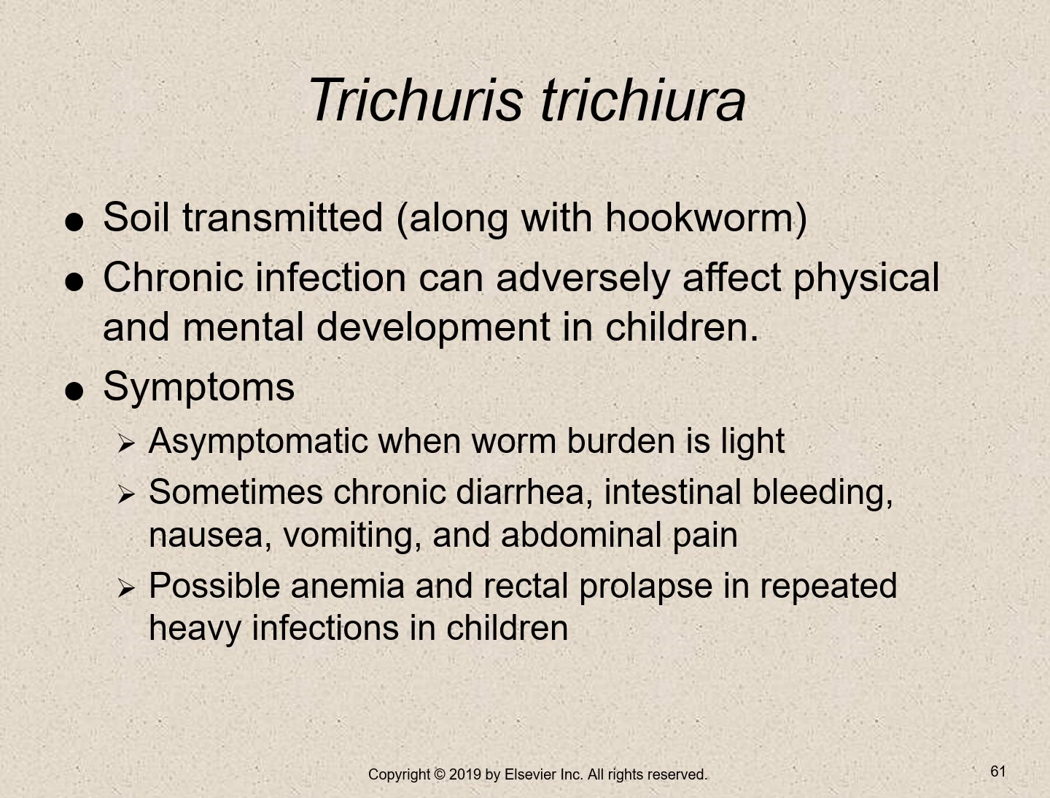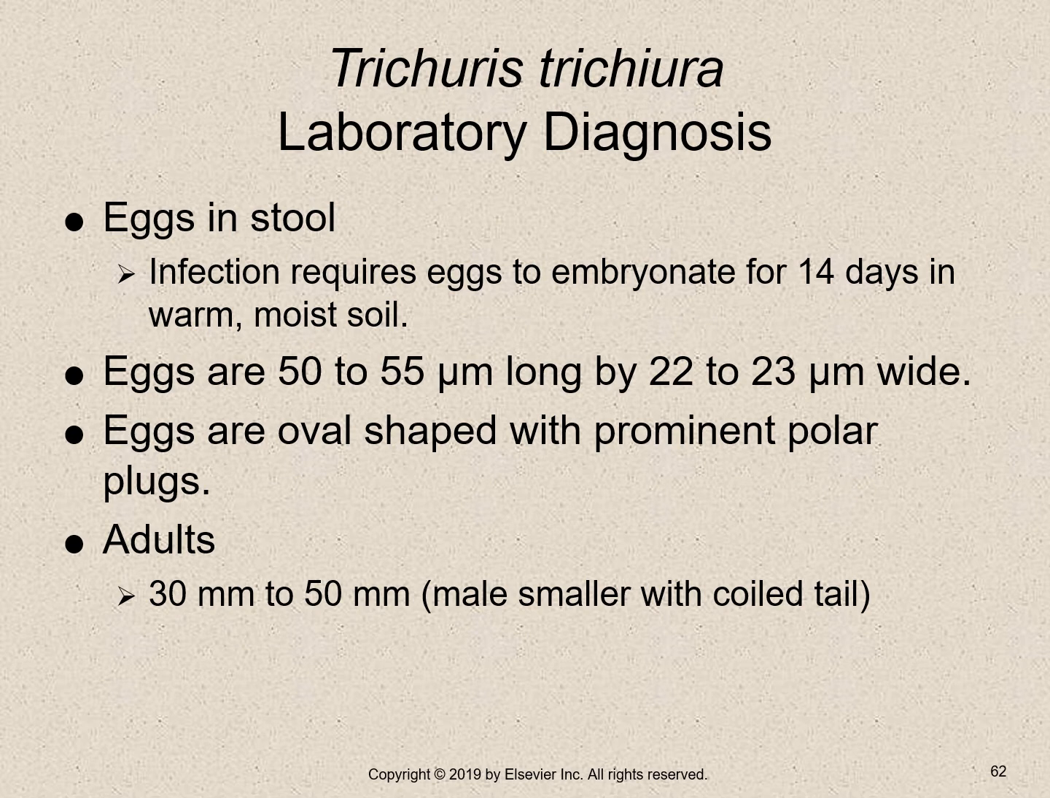Patients are asymptomatic when the worm burden is light, but when the burden is higher, patients can experience chronic diarrhea, intestinal bleeding, nausea, vomiting, and abdominal pain, along with possible anemia and rectal prolapse in repeated heavy infections that's been seen in children. Trichuris trichiura eggs are passed in stool and require at least 14 days in warm, moist soil for embryonation to occur. Humans acquire infection by ingesting the infective egg. The larva is released in the small intestine and undergoes several molts before maturing into an adult worm. The egg and occasionally the adult of Trichuris trichiura may be seen in fecal specimens.